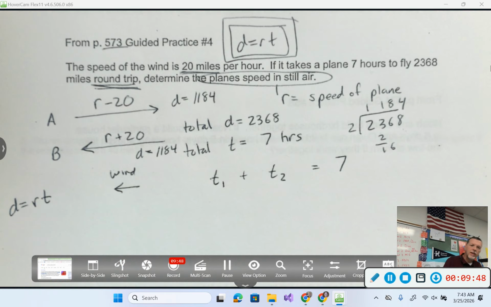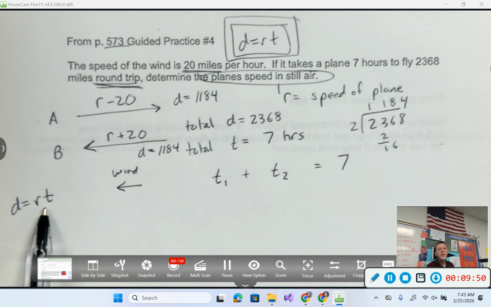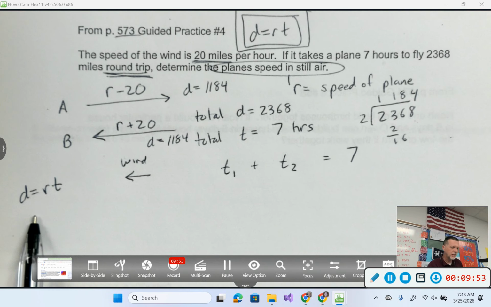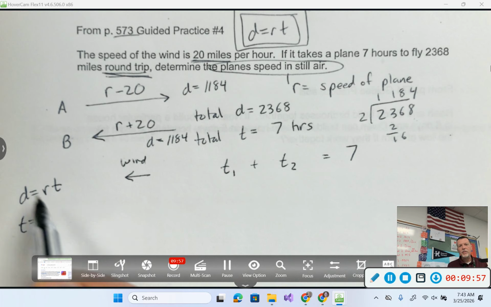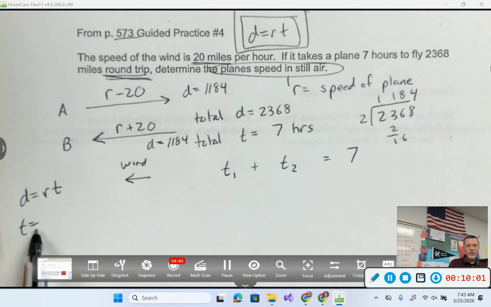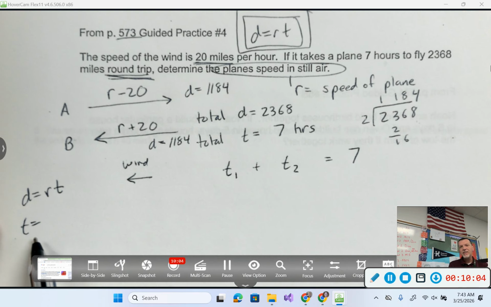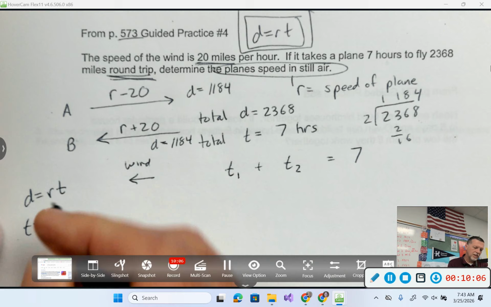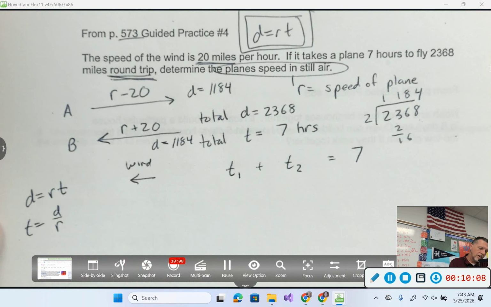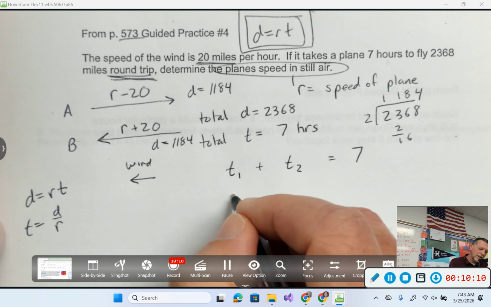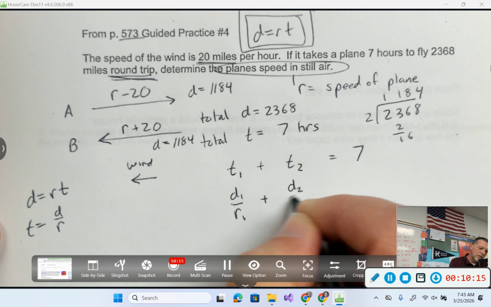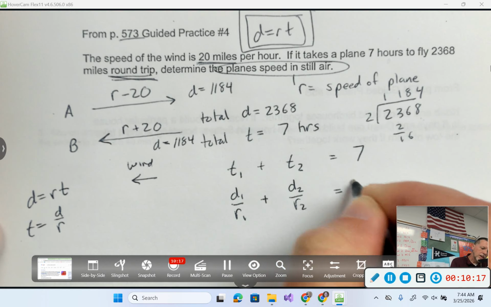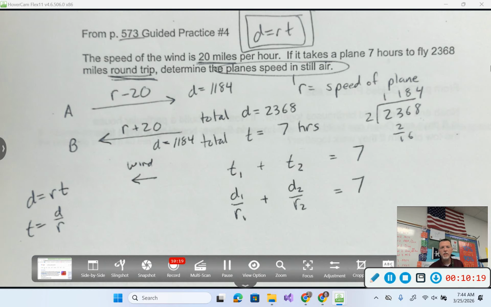Distance equals rate times time. So what's T equal to? Well, the total T is 7. What about my equation? Sorry, I didn't ask that very well. Just forget all that. If I solve this equation for T, what do I get? D over R. So that means T1 is D1 over R1. T2 is D2 over R2. And those two times add up to 7.